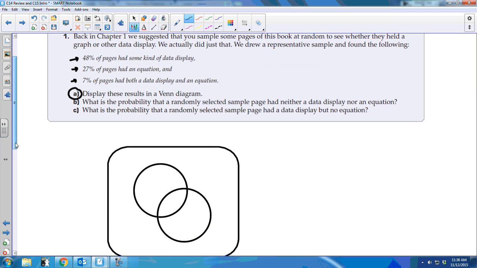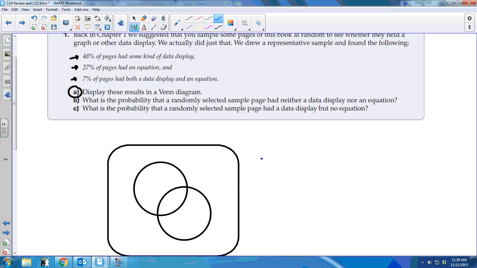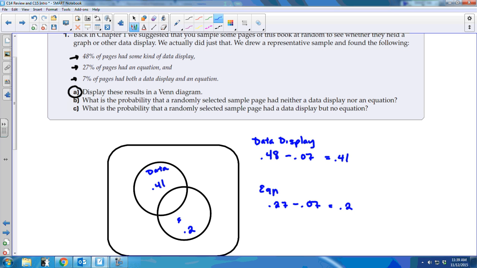So if I was going to make a Venn diagram, you would take the percentages from each of the groups and you would subtract the overlap from both of them. So 48% minus 7% is 41%. So 41% of the pages in the sample had a data display. 27 minus 7 is 20%. So 20% of the pages had an equation. And 7% had both.